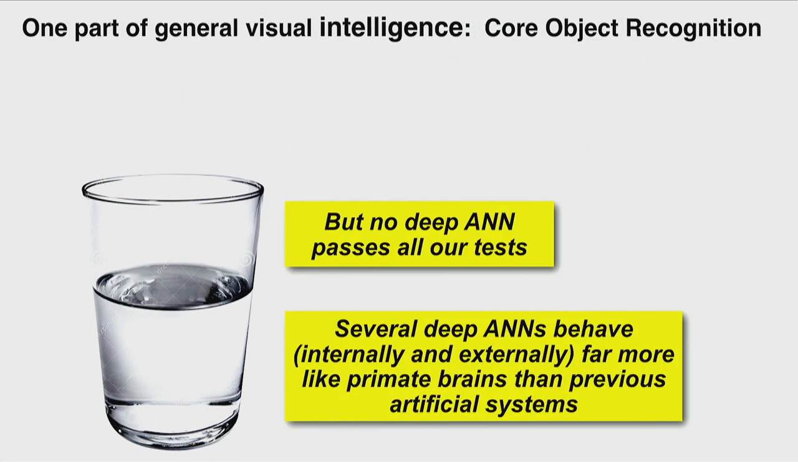So this is a half full, half empty story in my mind, because this glass used to be down there, and now we've filled it up to there. Again, we should not lose sight of the fact that this has been a dramatic increase in progress in how we can explain the brain. But no deep ANN passes all our tests.